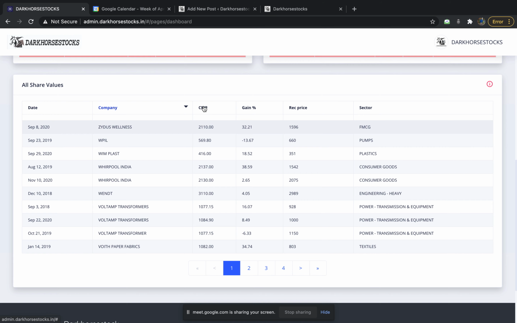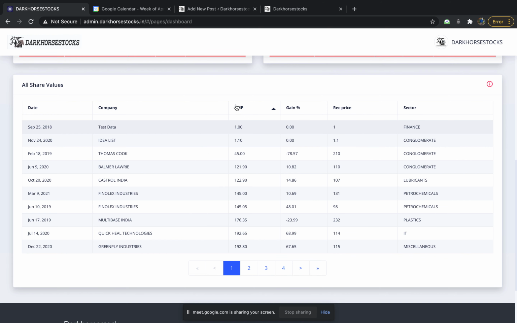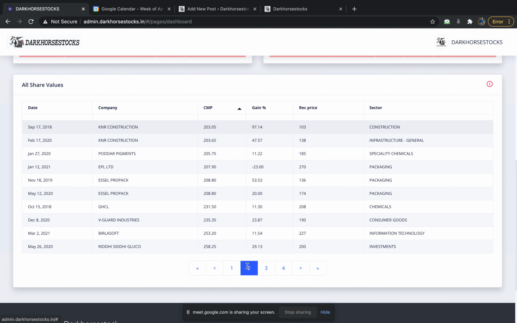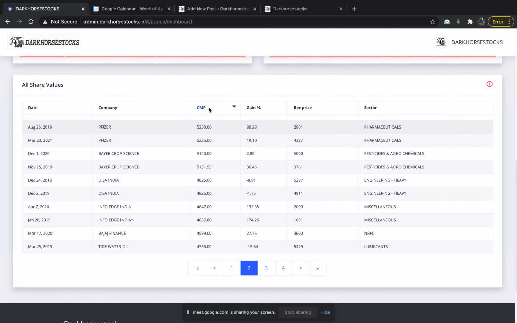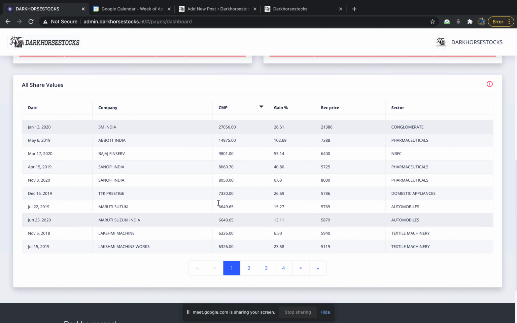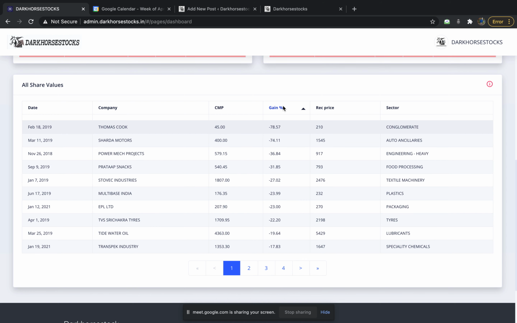If you want to find the companies that are well below 100 rupees, you can just click on this filter, and you can find the stocks that are trading in a range of 100 to 200 rupees, or more than 200 rupees. You can click on this current market price and find the list of stocks that are very costly, trading at more than 5,000 rupees. You can find the companies that are top gainers as well as top losers.